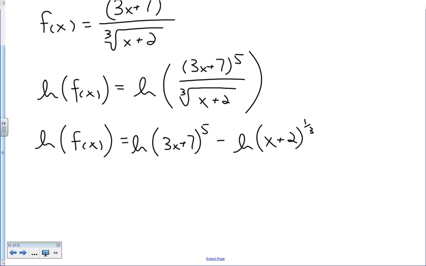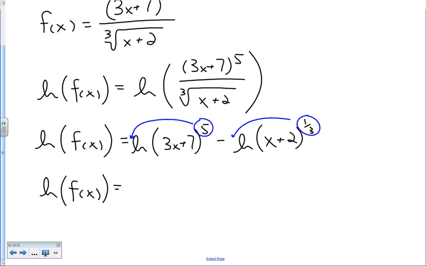And even in this form, that wouldn't be too bad to work with, but I have a property that says that if I've got the log of a power, I can bring that exponent out front. I've got that twice here. I'm going to use that property first. So it's the natural log of f of x on the left side, and I get 5 natural log of 3x plus 7 minus, forgot my 1/3 there, minus 1/3 the natural log of x plus 2.